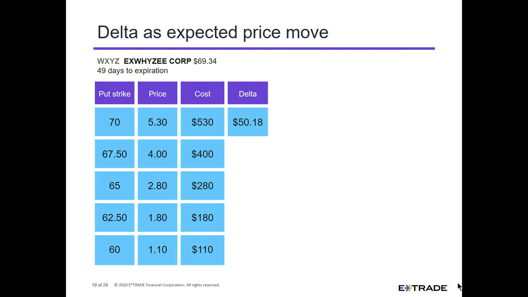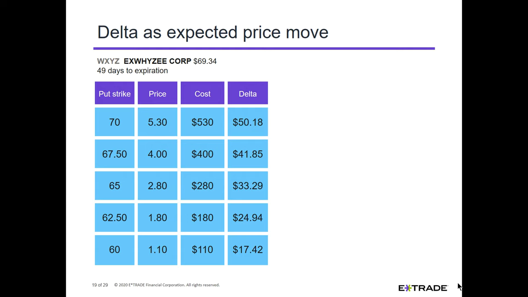In other words, $0.5018, or $50.18 per contract. So, importantly, I said immediately because the assumption is nothing else has changed. Now, certainly time has gone somewhere because it would at least be 1 second later, but it's a theoretical concept that we're talking about here.